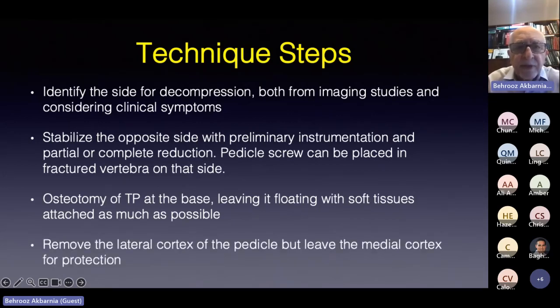Remove the lateral cortex of the pedicle. You can use either a burr or rongeurs, but leave the medial cortex of the pedicle intact, and that would stay through the next few steps to make sure that the dura is protected.